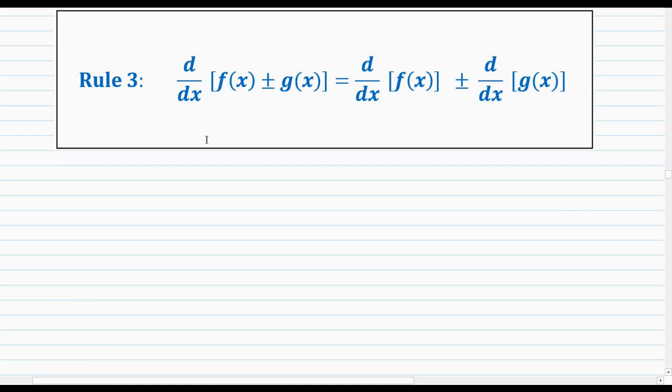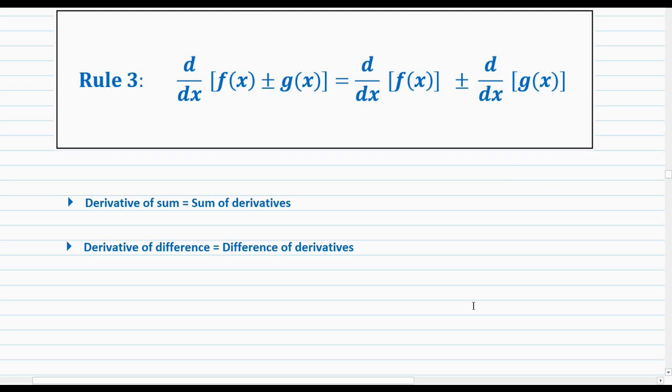This rule says that when you take the derivative of a sum or a difference of functions, this will equal the derivative of one plus or minus the derivative of the other. Put more simply, the derivative of a sum equals the sum of the derivatives, and the derivative of a difference equals the difference of the derivatives. Let's look at an example.